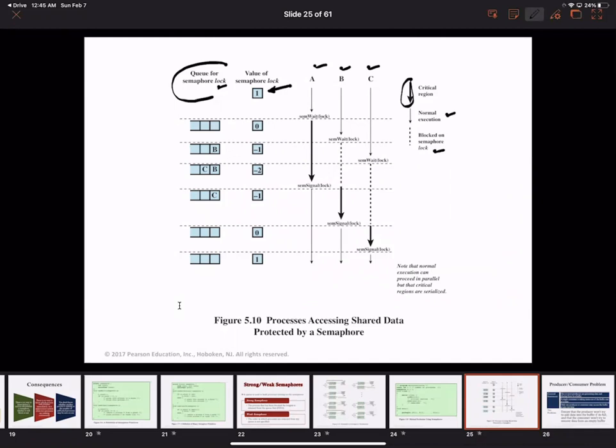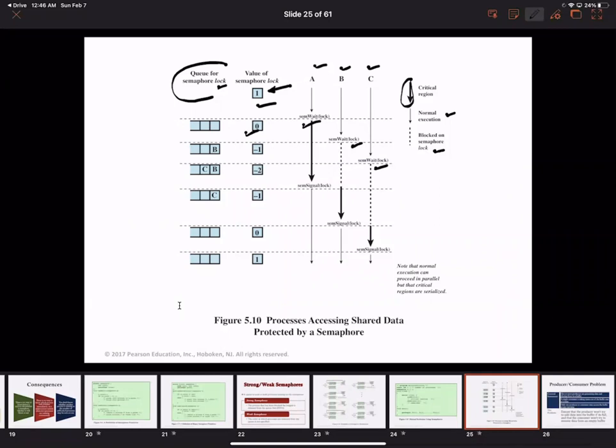In this example, 3 processes will access a shared resource protected by the semaphore lock. Process A executes a semWait on the lock. Because the semaphore has a value of 1 initially, at the time of the semWait operation, A can immediately enter its critical section. So we can see a bolded arrow, meaning A is in the critical section, and the semaphore takes the value of 0. While A is in the critical section, both B and C perform semWait operations and are blocked pending the availability of the semaphore.